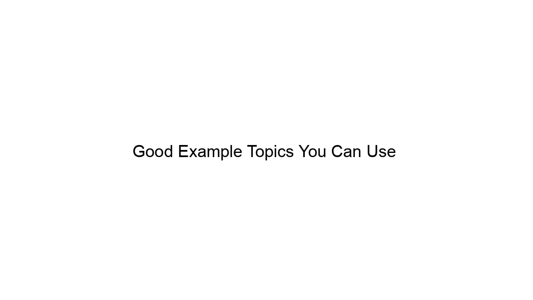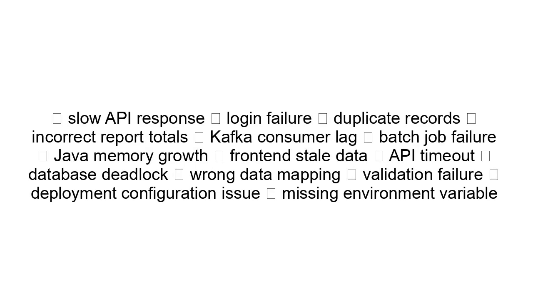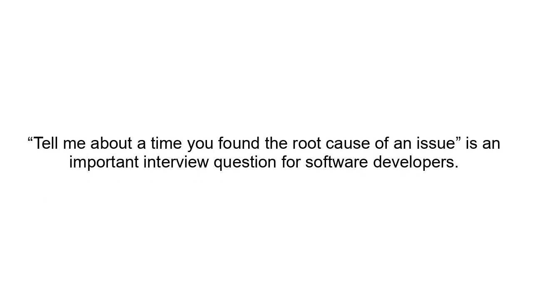Good example topics you can use. Depending on your experience, you can talk about slow API response, login failure, duplicate records, incorrect report totals, Kafka consumer lag, batch job failure, Java memory growth, frontend stale data, API timeout, database deadlock, wrong data mapping, validation failure, deployment configuration issue.